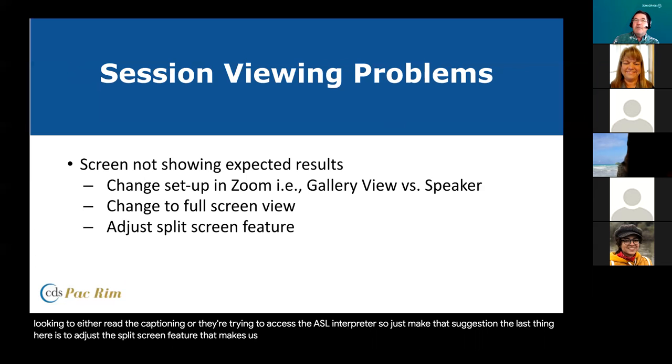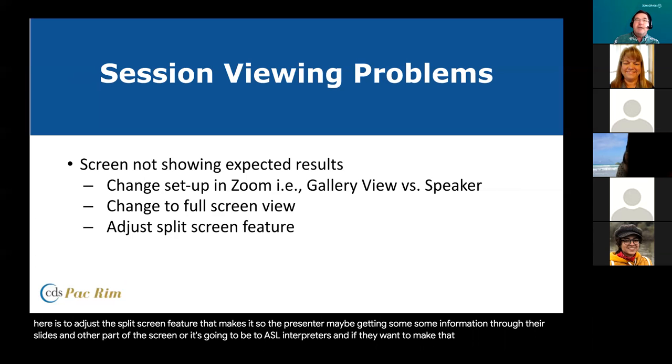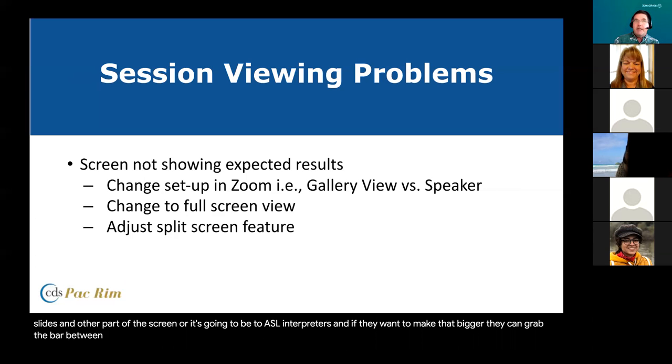That makes it so the presenter may be giving some information through their slides. Another part of the screen is going to be the two ASL interpreters and possibly a captioning window. So if they want to make that bigger, they can grab the bar in between and adjust the size of the screens in relationship to the other.